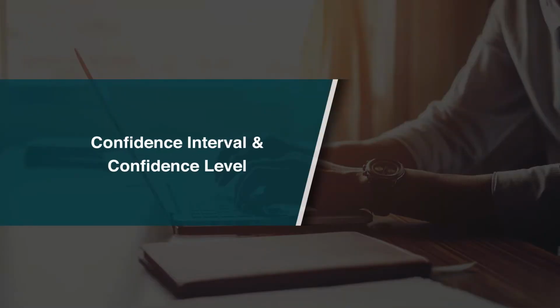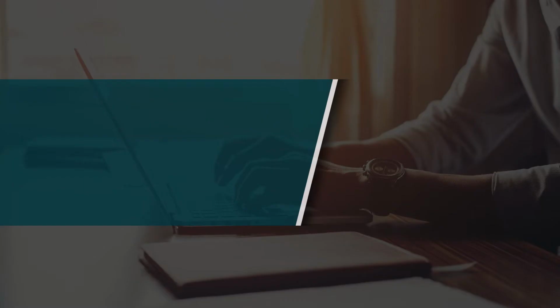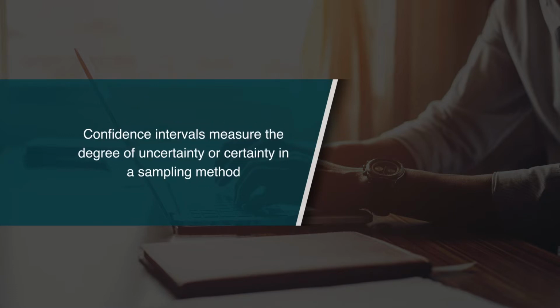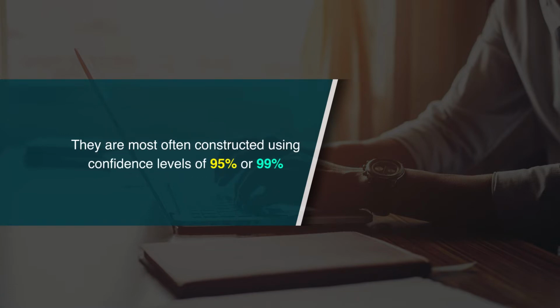If you go into the backdrop, you will find there is a great difference between the confidence interval and confidence level, which we are going to take in a strategic manner under the ambit of comparison. A confidence interval displays the probability that a parameter will fall between a pair of values around the mean. Confidence intervals measure the degree of uncertainty or certainty in a sampling method. They are most often constructed using confidence levels of 95% or 99%.